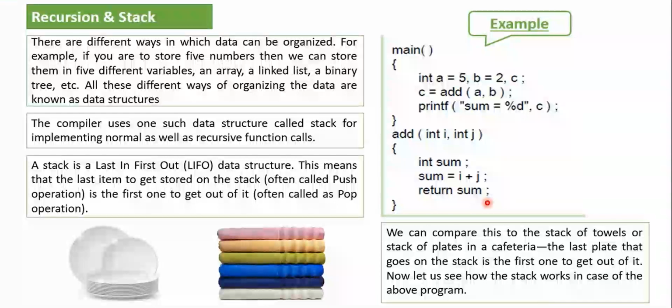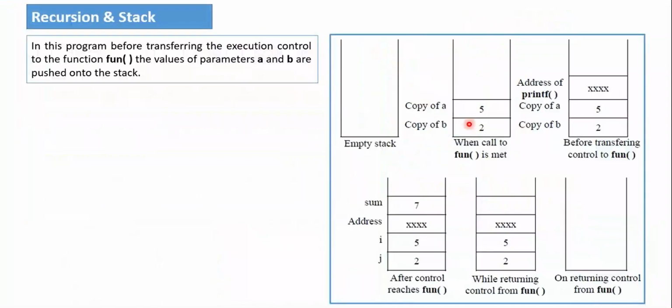Okay. So let's understand how this stack works in this example. As you can see from the figure, at the beginning there is an empty stack. In this program, before transferring the execution control to the function fun, the values of the parameters a and b are pushed onto the stack. So the values of a and b have been pushed onto the stack.